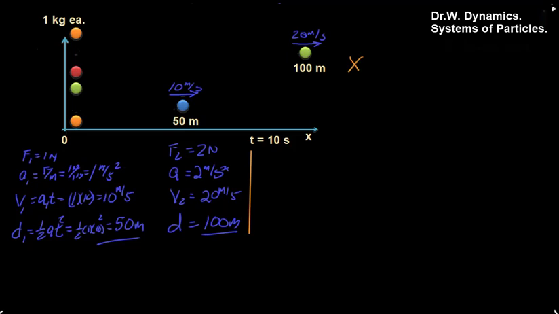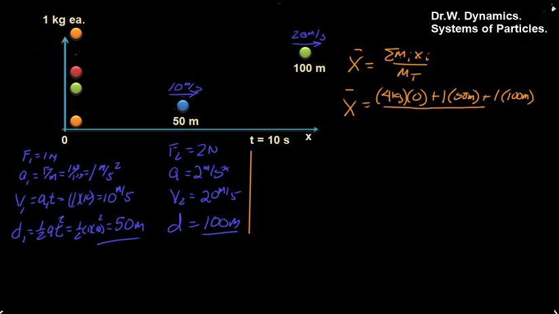Let's determine where the center of mass of the system is now. So x bar will be the sum of the mi xi's on m total. And we have then 4 of the masses haven't moved, they're back at 0. So 4 kilograms times 0 plus 1 kilogram at 50 meters plus 1 kilogram at 100 meters divided by the total mass of the system, which is 6 kilograms, which gives us an x bar of 25 meters. So we find that the center of mass right now is here.